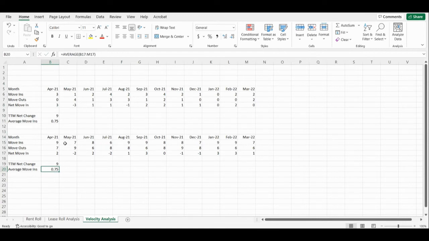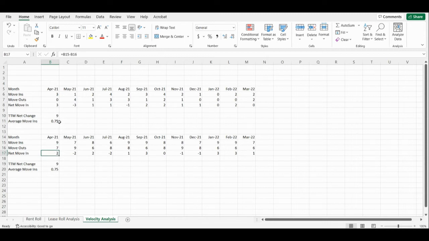But if you look at the total move-ins and move-outs, let's find a month where they've had similar move-ins. Looking here at April 2021, our property at the top had 3 move-ins and 0 move-outs for a total of 3 net move-ins. This property has had 9 move-ins, 7 move-outs for a total of 2 net move-ins.